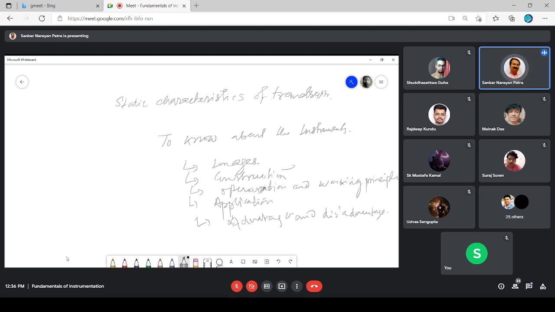Now, when we are going to apply an instrument, it depends on what? Firstly, its static characteristics. Secondly, the dynamic responses. And thirdly, definitely, the advantage and disadvantage.